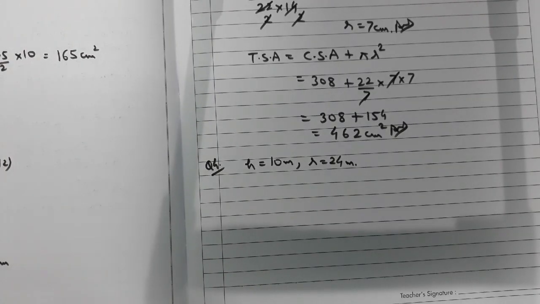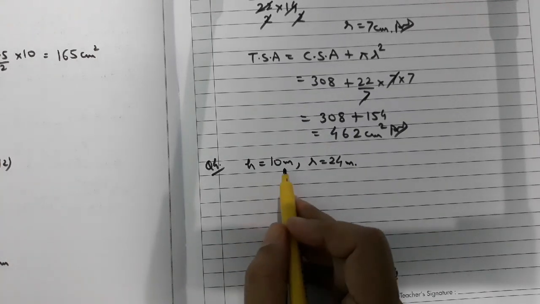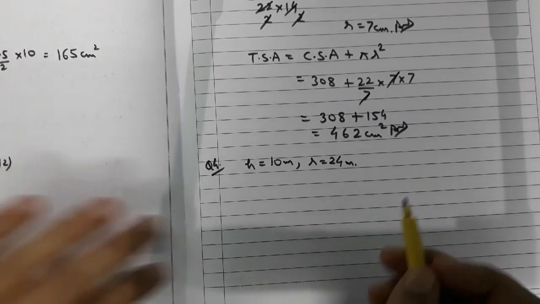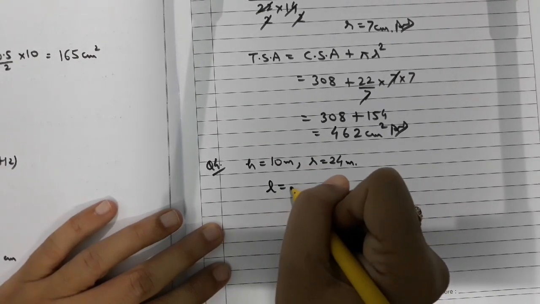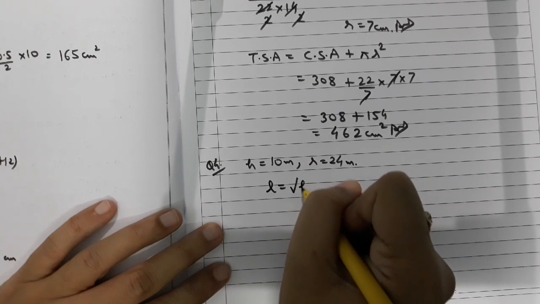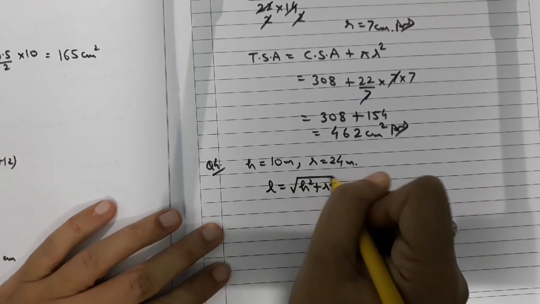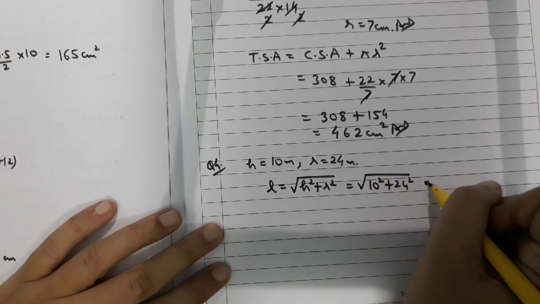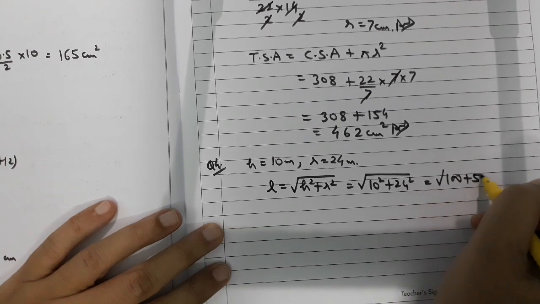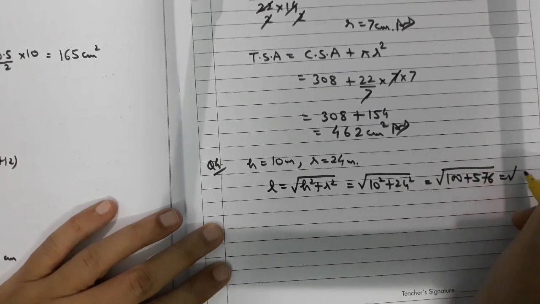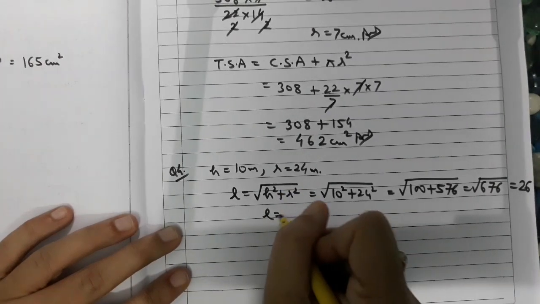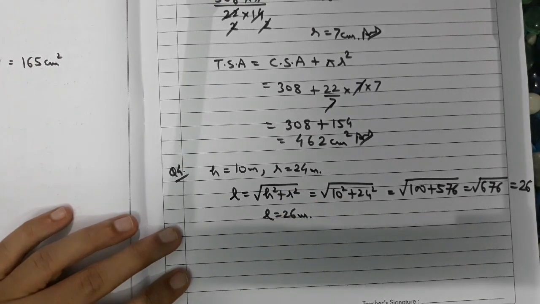Now in the fourth question, a conical tent is 10 meters high, so height is 10 meters and radius is 24 meters. We have to find out the slant height. So we know that l is equal to under root h square plus r square. We substitute the values of h and r and we simplify it. So this comes out to be under root 676, which is 26. So the slant height is of measure 26 meters.